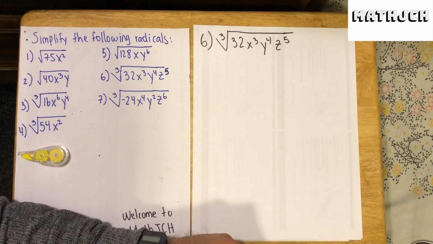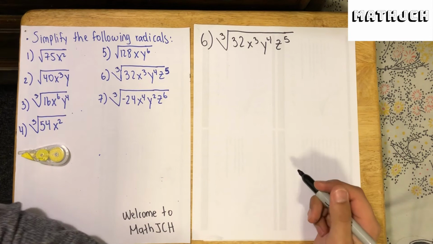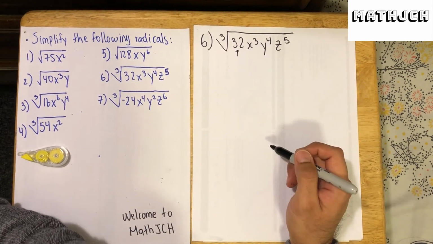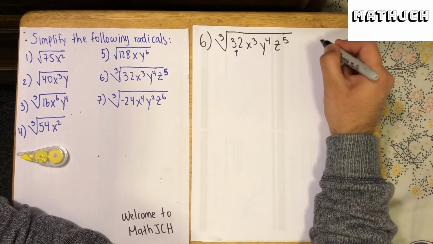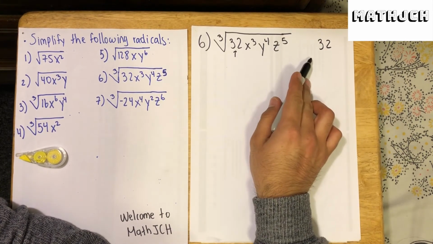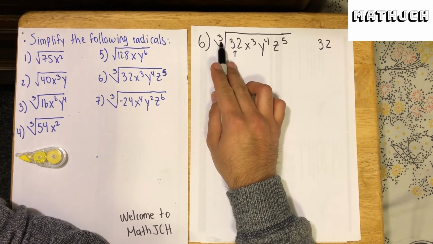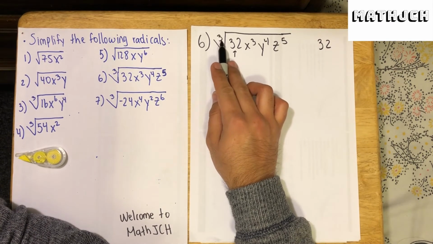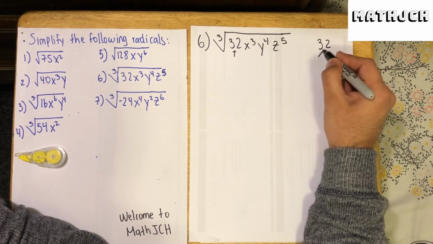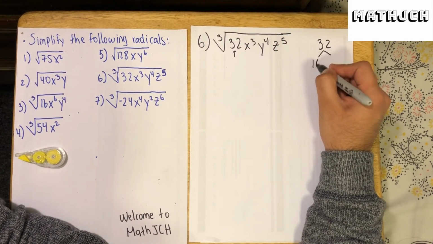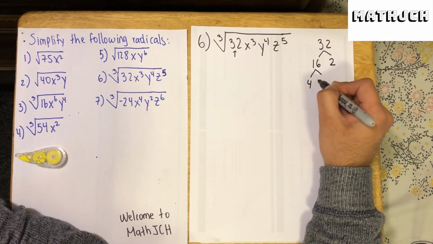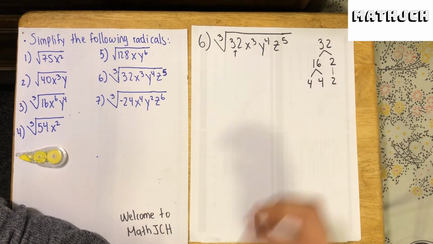For our next problem, we have the cube root of 32x cubed y to the 4 z power 5. Let's begin with the number. Let's do the prime factorization of the number, and let's see if we could get a number with some power of 3, because our index is 3, so our goal is to obtain a number with power 3. So let's start. 32, we could break it down as 16 times 2. 16, we could break it down as 4 times 4, and bring down that 2 that is there.